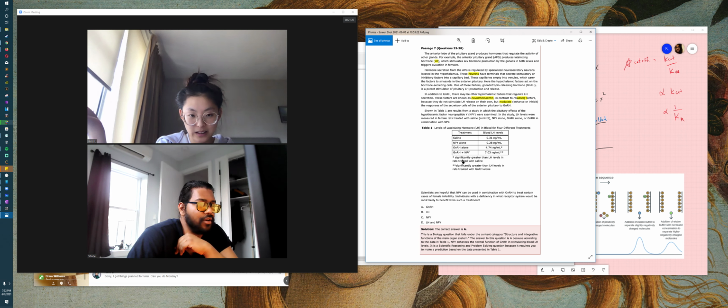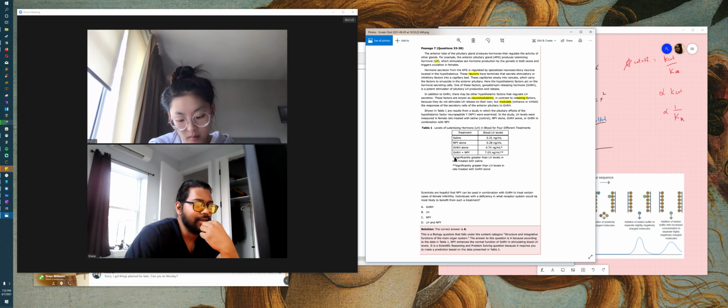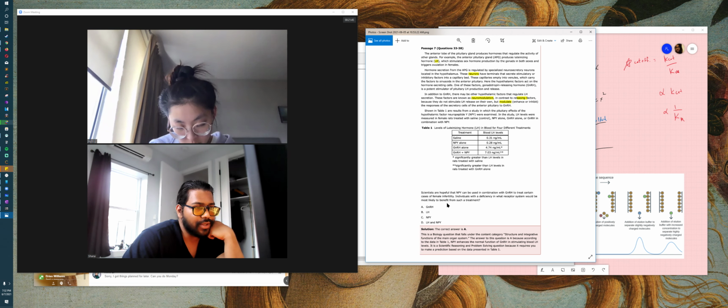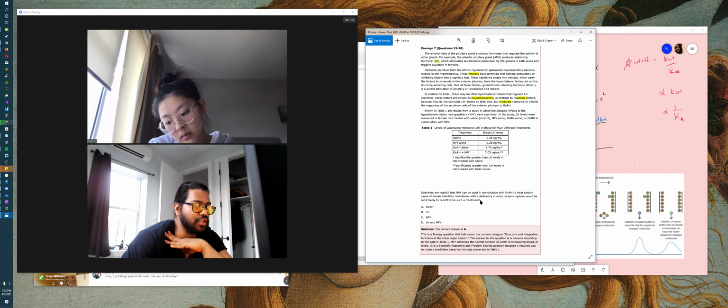So I think maybe two things. The GnRH alone produces significantly greater LH levels than just getting the saline. And since GnRH comes before the release of luteinizing hormone, they're saying a deficiency in which receptor hormone would benefit from such a treatment. So, let me see.